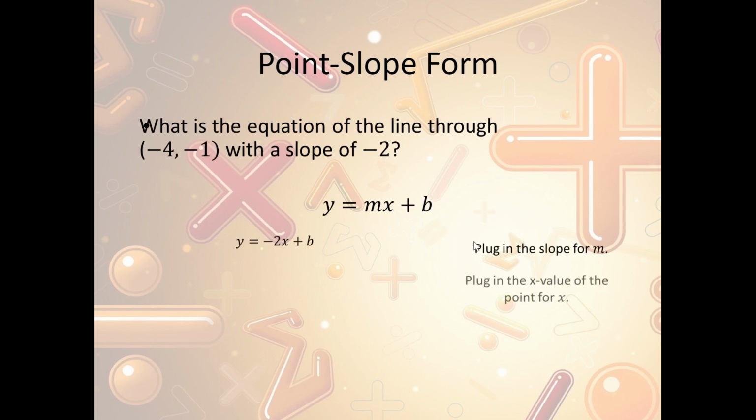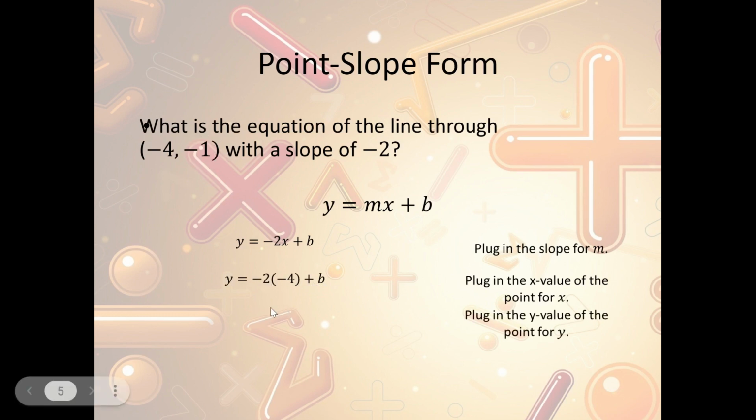Then we're going to plug in our x value. Well, our x value is negative 4. So we're going to plug that in for x. So this becomes y equals negative 2 times negative 4 plus b. Then we plug in our y value. Our y value is negative 1. And that goes in for y. So this is negative 1 equals negative 2 times negative 4 plus b.